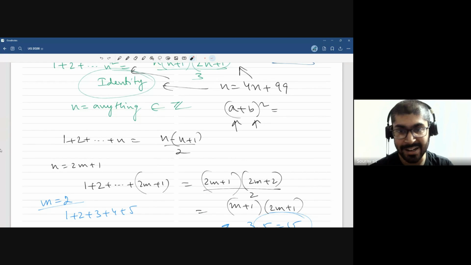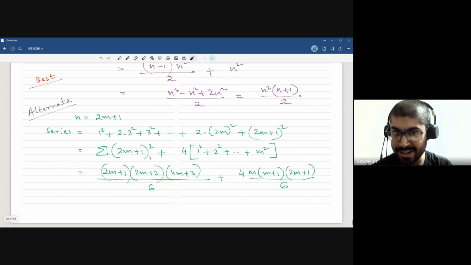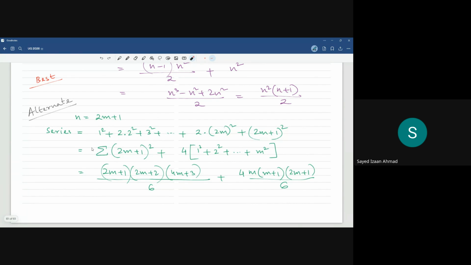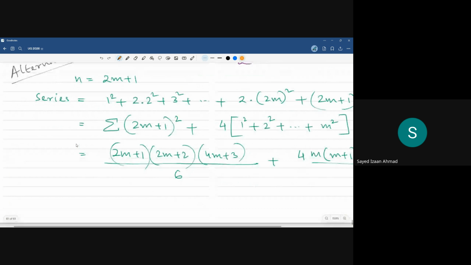So what is not clear is why we are taking 4 here instead of 8. I was saying that if you are taking 8, then basically you're doing 2 into 2 square plus 4 into 4 square. And the remaining terms we have is 1 square plus 3 square plus 5 square, when you are substituting.